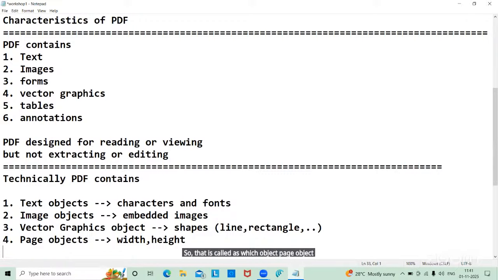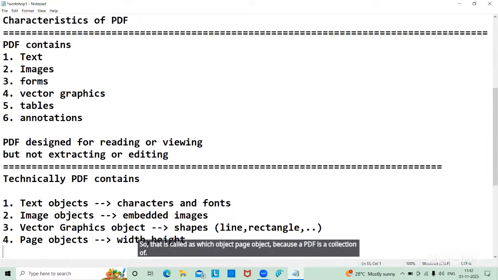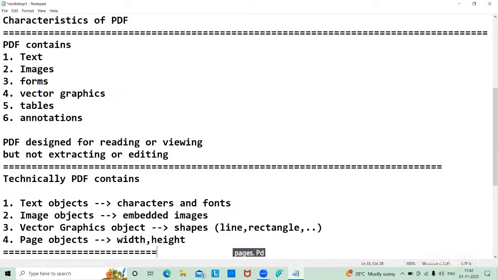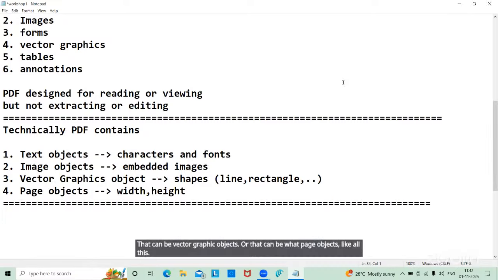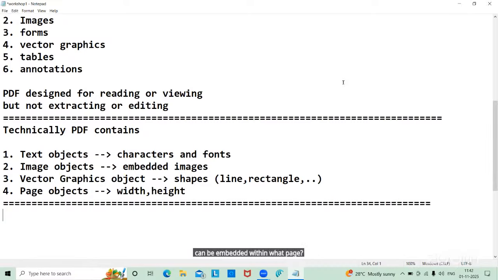That is called a page object, because a PDF is a collection of pages, and each page is treated as one object. So technically, a PDF contains a lot of objects: text, images, vector graphic objects, or page objects. All of this can be embedded within the page.